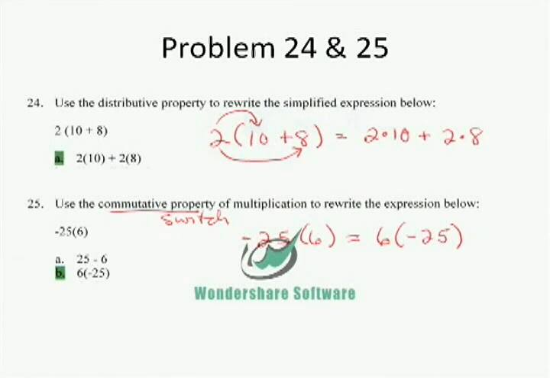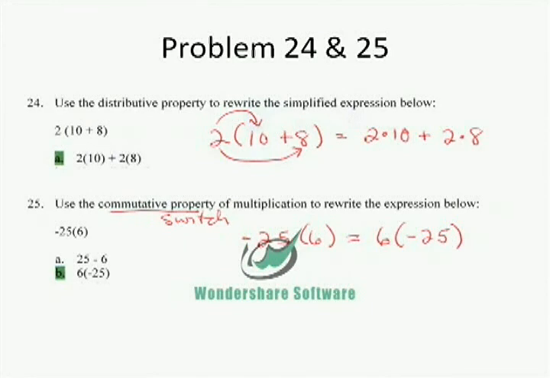Number 24 is talking about the distributive property of multiplication. Basically, if you look at the illustration, you would look at the order of operations and say, well, 10 plus 8 is 18, and then multiply times 2 gives you an answer of 36. I agree with you on that. That's how we would solve that problem. But what it says is use the distributive property.